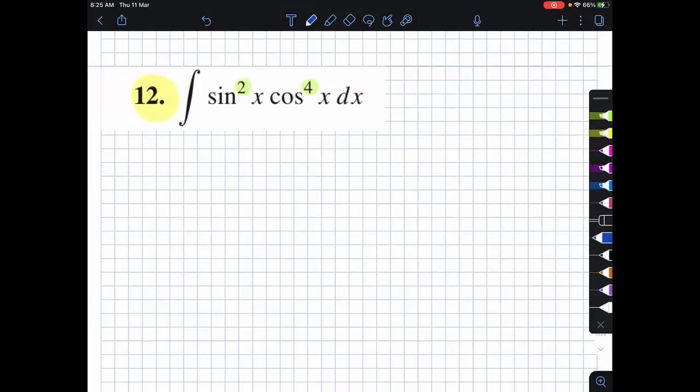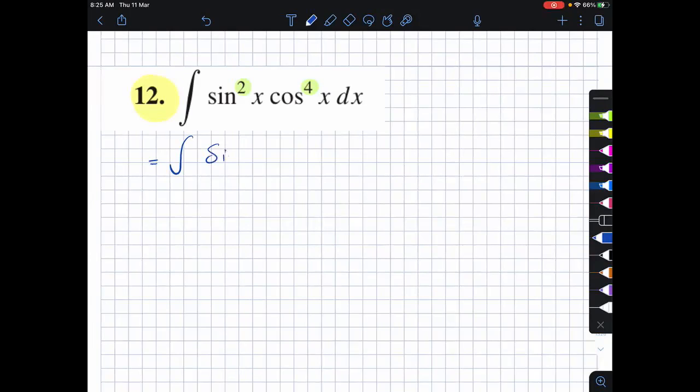Sir, can I solve? Usama? Okay, yes. First of all, rewrite cosine 4x as cosine squared x to the power of 2. And then sine squared x, rewrite it as half minus half cosine 2x. And cosine squared x, rewrite it as half plus half cosine 2x.